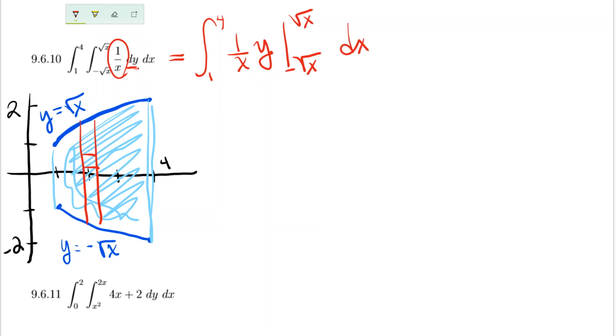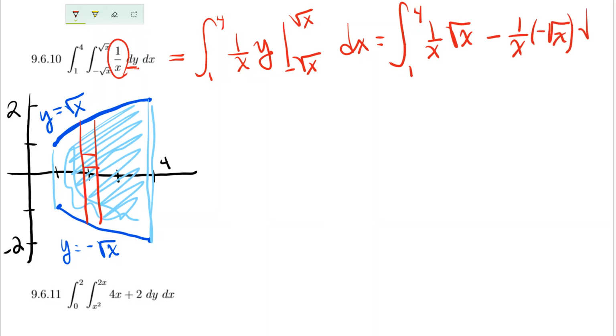So what's nice about this one is, in the end, I am going to end up with something that will only have x's in it for when I go to do my x integral. Let's go ahead and evaluate that. We already integrated. So going from 1 to 4, and then I'll integrate with respect to x. So I'll have 1 over x times the square root of x minus 1 over x times the negative square root of x dx.